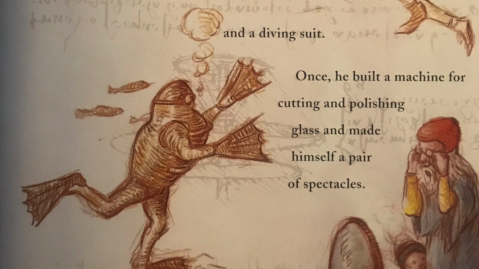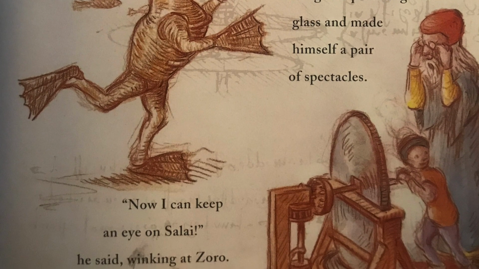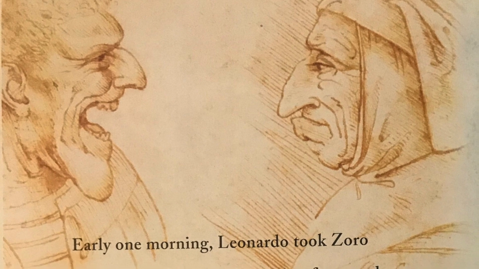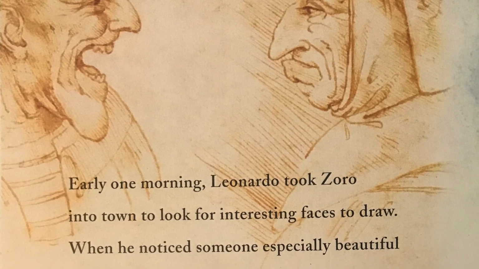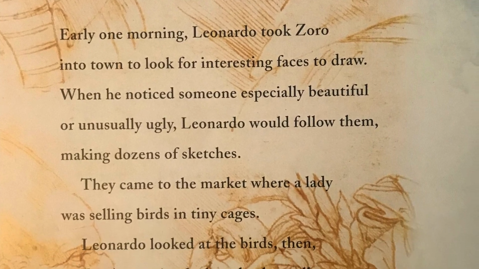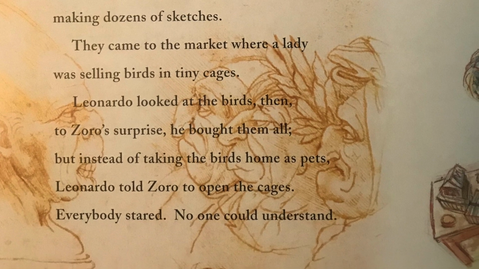Once he built a machine for polishing and cutting glass to make himself a pair of spectacles. "Now I can keep an eye on Soleil," he said, winking at Zorro. Early one morning, Leonardo took Zorro into town to look for interesting faces to draw. When he noticed someone especially beautiful or unusually ugly, Leonardo would follow them, making dozens of sketches.